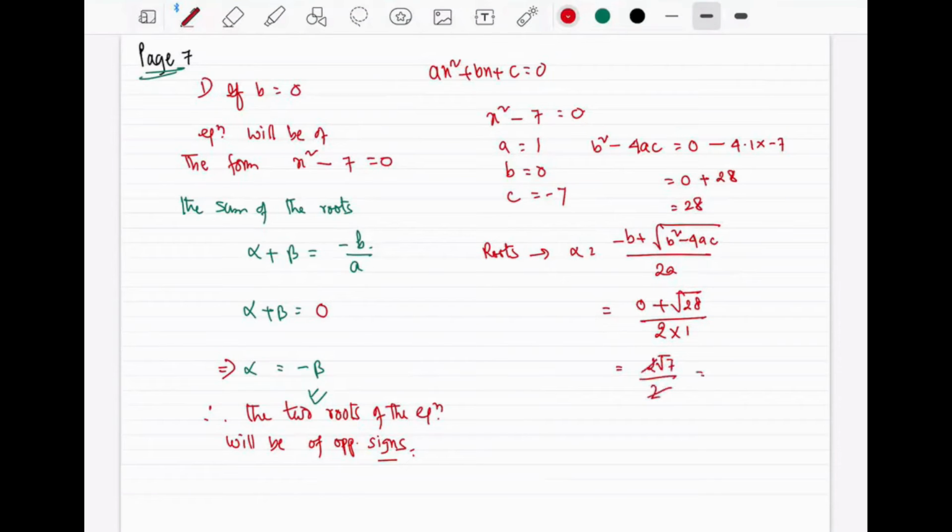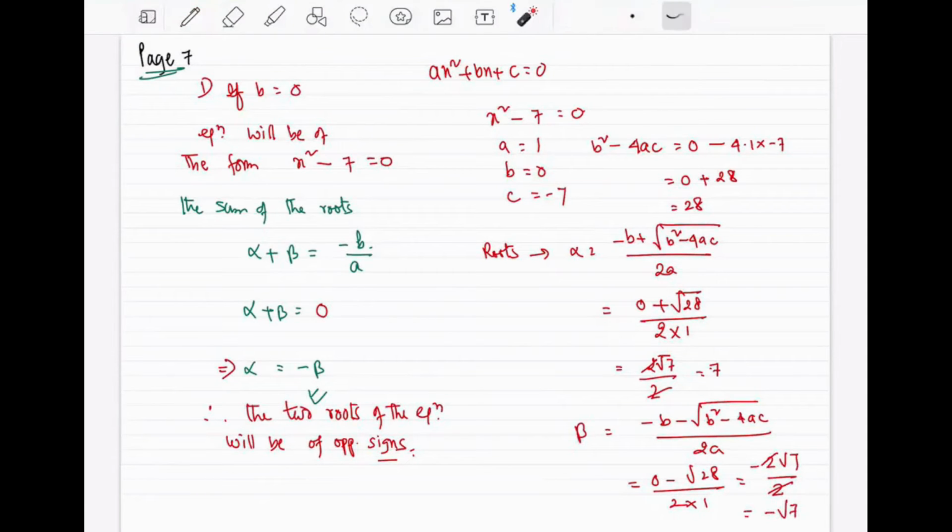You cancel out, so we get 7. In case of beta, we are going to get minus b minus root over b square minus 4ac by twice a. We are going to get 0 minus root over 28 by 2 into 1. This will be minus 2 root 7 divided by 2, cancel out. So we are going to get minus root 7.